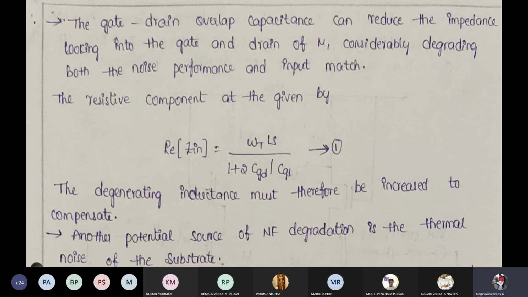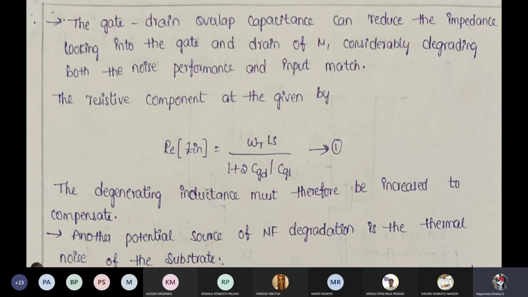The resistive component is given by the real part of Zin, which is equal to omega t Ls divided by 1 plus Cgd by Cgs, where omega t you know, and Ls is nothing but the source inductance.